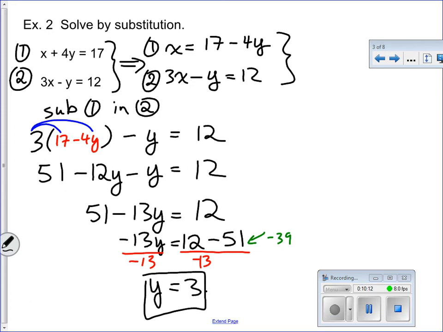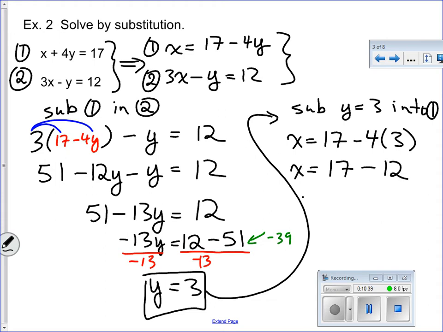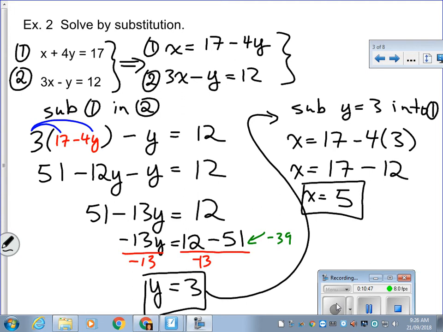So now, once we get y equals 3, we must back substitute. So now we're going to sub y is equal to 3 into equation 1. And we're going to get x is equal to 17 minus 4 times 3, which is 17 minus 12. And then we get x is equal to 5. What I want you to do is do your check on your own for this one. Make sure you do your check.